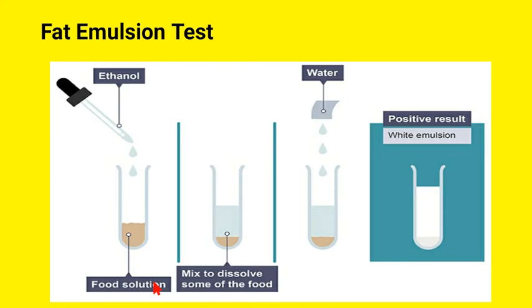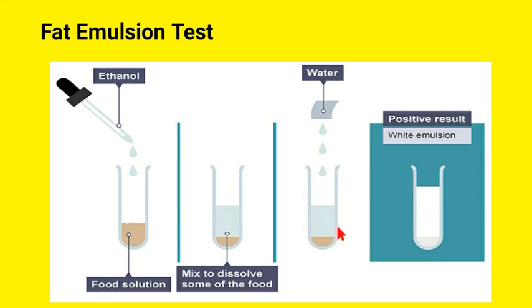Next test is a fat emulsion test. This test is performed to detect the presence of fats in any food sample. We have taken a food solution and added few drops of ethanol with the help of a dropper. Then this ethanol dissolves some of the food. Later we add some water.